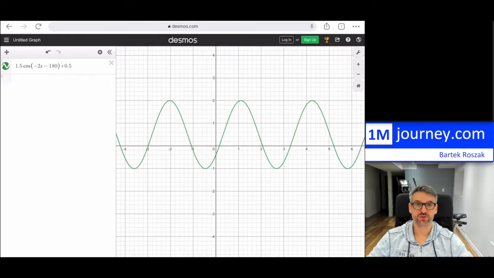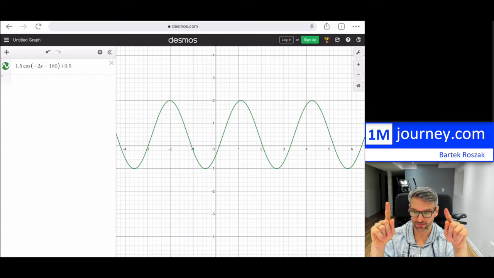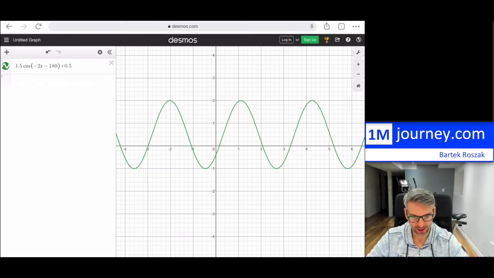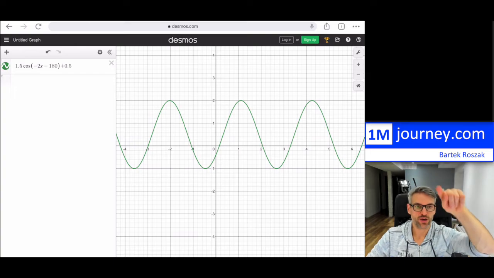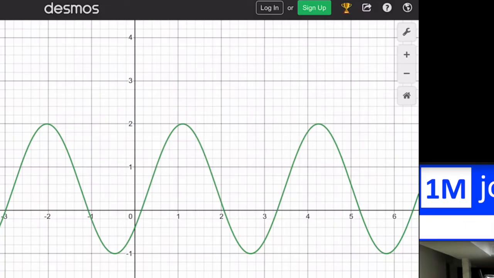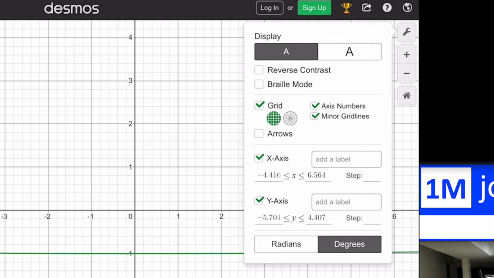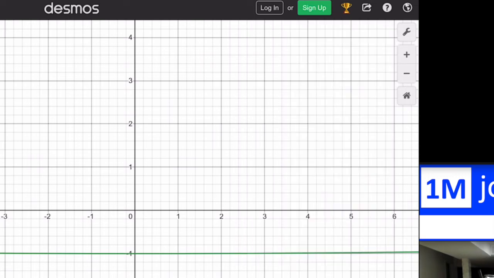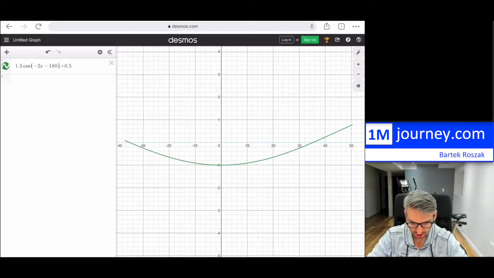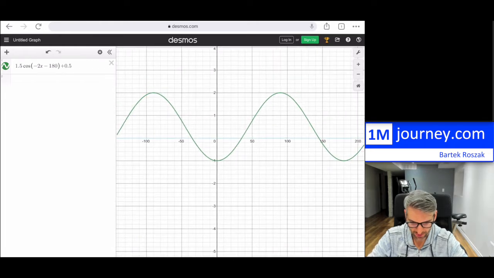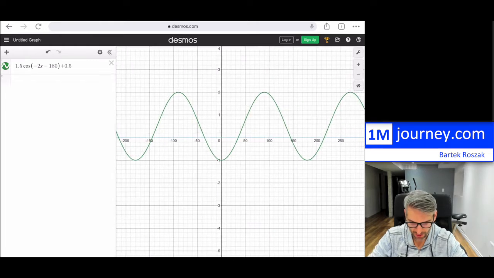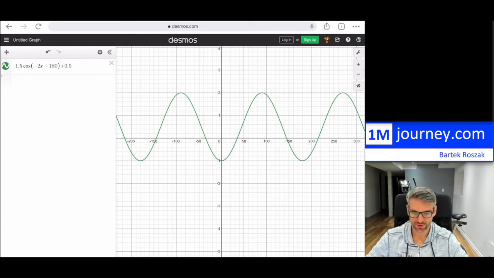Okay, so here's Desmos. One thing I didn't point out, but I'll point out here: because it's in degrees, you can change that in Desmos. If you hit the settings in the top right corner, you can change it back to degrees. Now you're going to have to zoom in here. There we have it. This is what it would have been like.